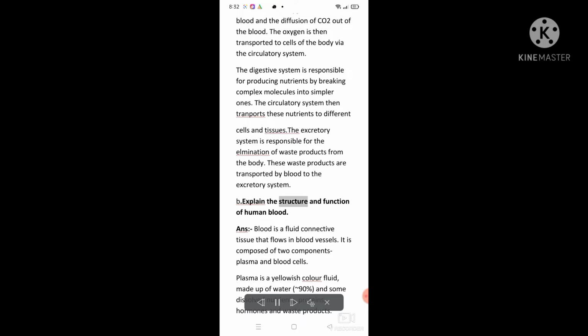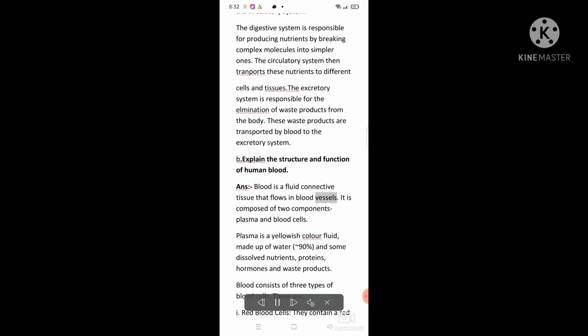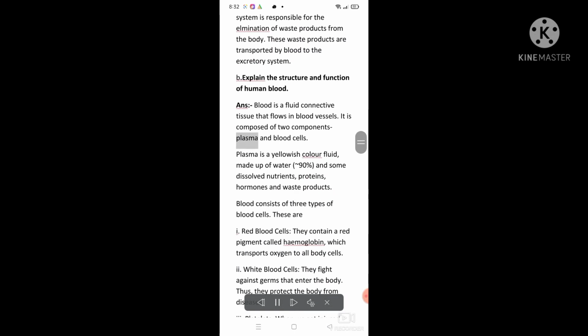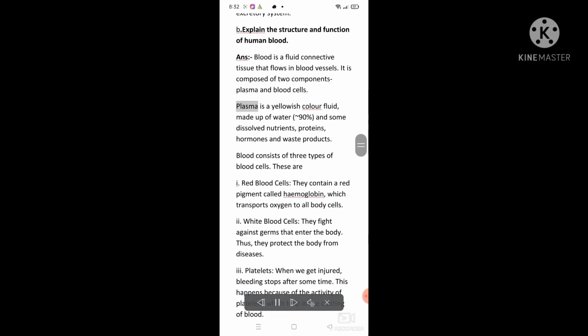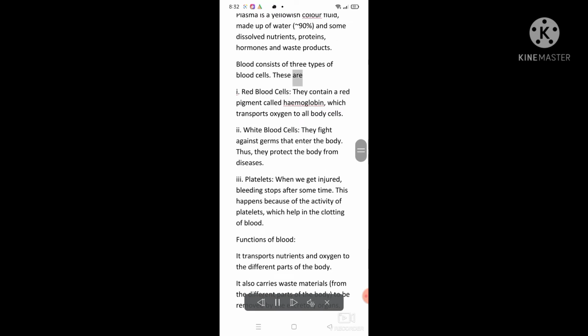B. Explain the structure and function of human blood. Ans. Blood is a fluid connective tissue that flows in blood vessels. It is composed of two components, plasma and blood cells. Plasma is a yellowish color fluid made up of water, 90%, and some dissolved nutrients, proteins, hormones, and waste products. Blood consists of three types of blood cells. These are 1. Red blood cells. They contain a red pigment called hemoglobin, which transports oxygen to all body cells.